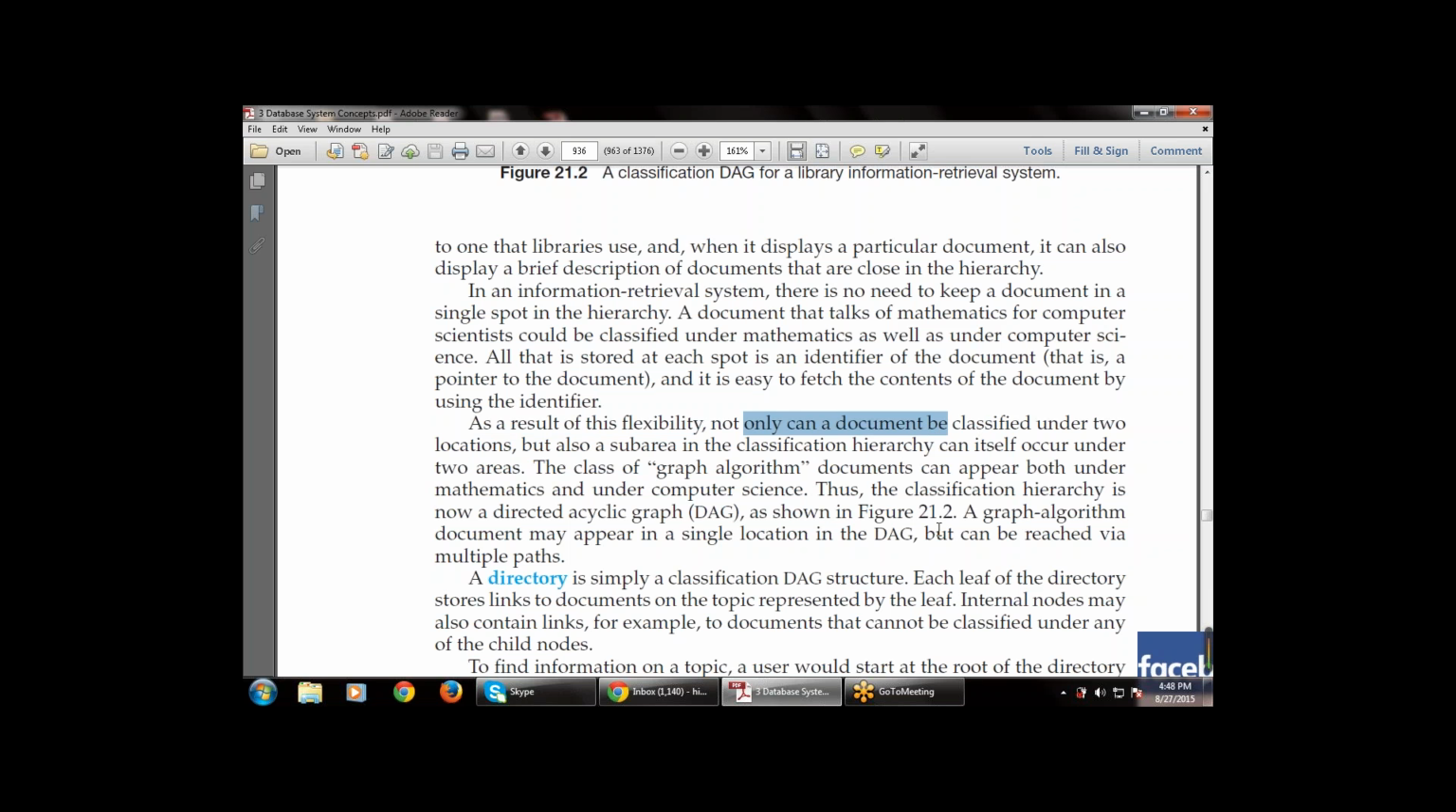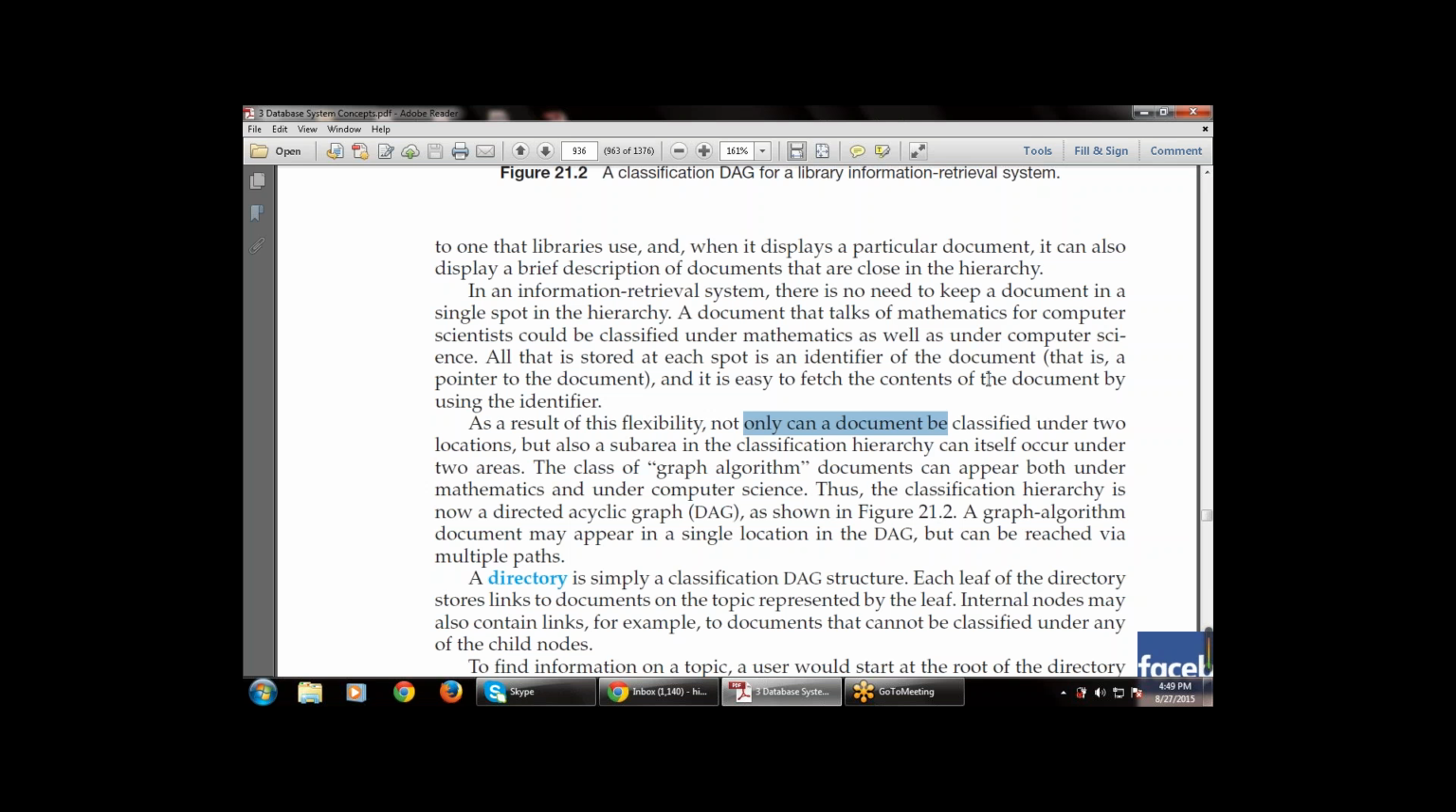Then what is a directory? That is simply a classification DAG structure, in which we can make the hierarchy. Each leaf of the directory stores links to the documents on the topic represented by the leaf. Internal nodes may also contain links, for example, to documents that cannot be classified under any of the child nodes.